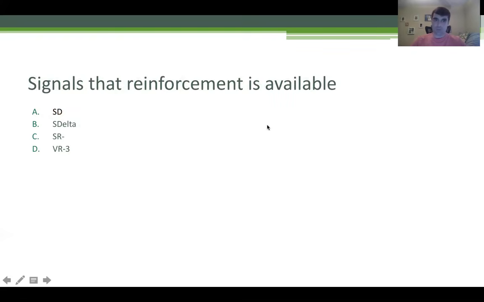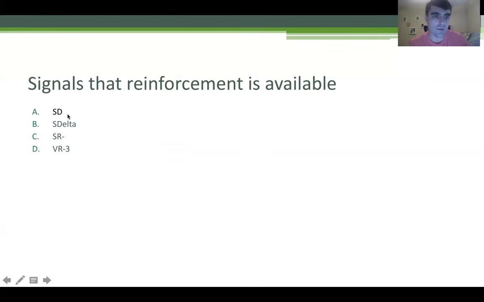Signals that reinforcement is available. So how should you approach this question? It looks confusing at first, right? So unless you really know your definition, this could be tricky. If you have no clue, just look at the answers. Go to the choices and start to form an idea. See what you can eliminate.